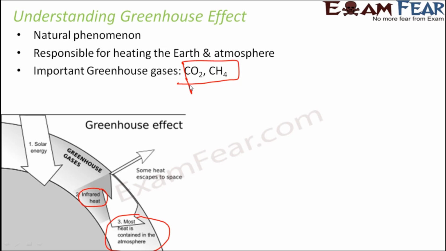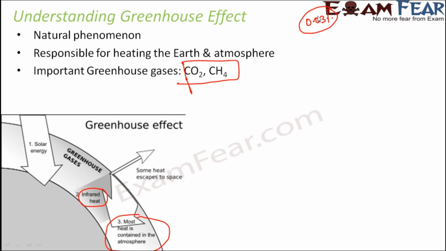On planet Earth, carbon dioxide is only 0.03%, right? So life can exist on Earth because carbon dioxide is present in very small amount. In case carbon dioxide had been present in large amounts, maybe 40%, what would have happened? The temperature inside the Earth would have been so high that it would not have been livable.